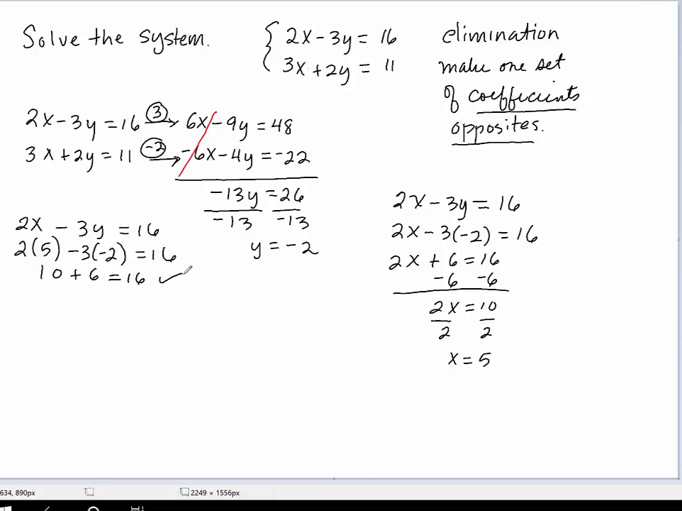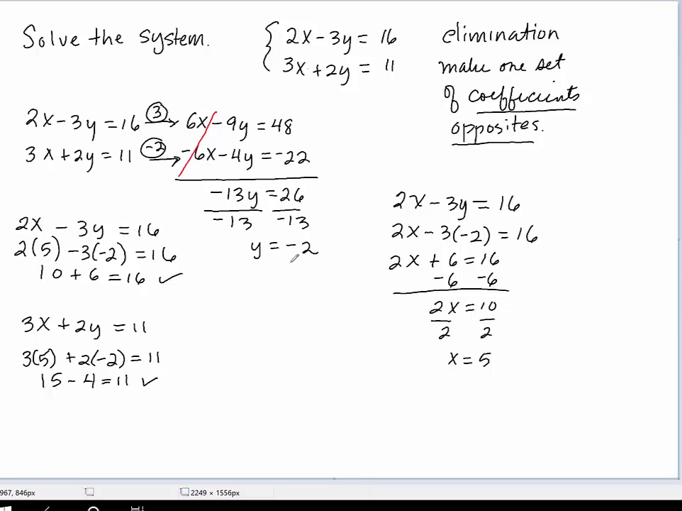But it must also work in the second equation. So 3x plus 2y equals 11 would give me 3 times 5 plus 2 times negative 2. So that's 15 minus 4 equals 11, and that is also true.